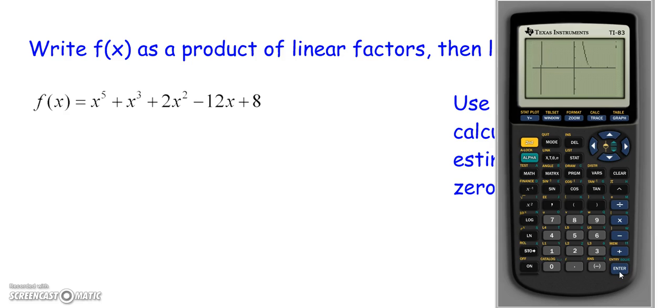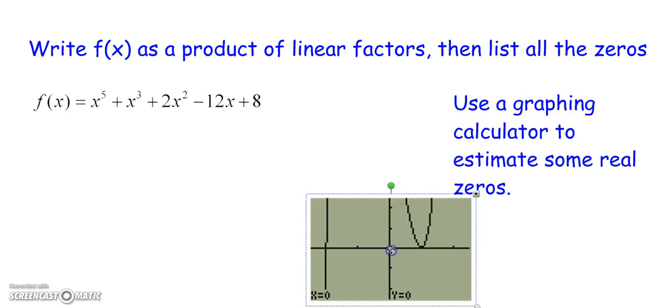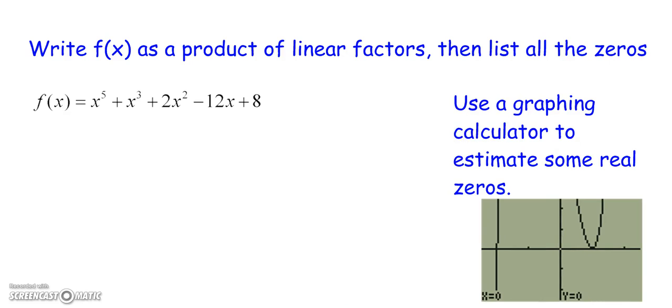And now you can see, I'm going to copy this over onto the page. It looks to me like negative 2 is definitely a 0. Over here, it looks like 1 is a 0, but because the graph just touches and doesn't pass through, I'm going to say 1 might be a 0 twice. So when we look for some zeros, it looks like 1 is going to be a possible 0.